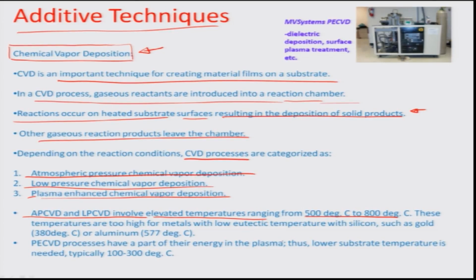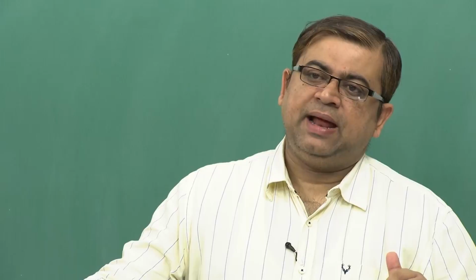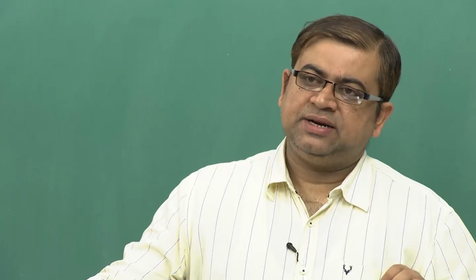And the PECVD processes have a part of their energy in the plasma, thus lower substrate temperatures can typically be used, even up to the extent of 100 to 300 degrees Celsius for depositing the films. So generally the LPCVD reactors or the APCVD reactors are large systems which have a good amount of thermal control. High temperatures can be used in such systems, and there are cooling modalities also, whereas a PECVD can be a very small source where you are basically generating a cold plasma, and the temperature of the platen which holds the substrate really is not very high.